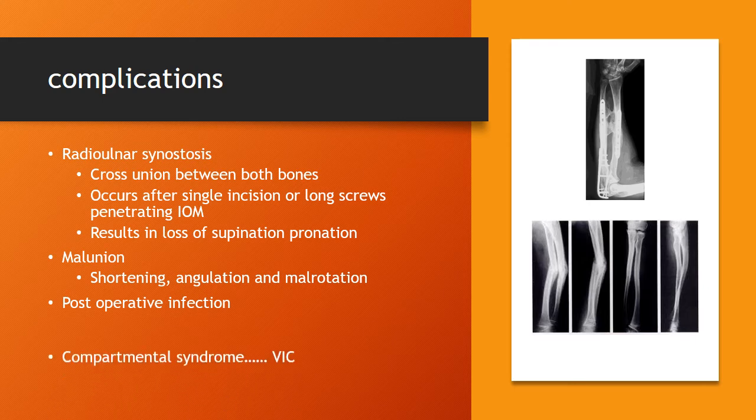Post-operative infection may occur, and lastly, compartment syndrome. In compartment syndrome, this means increased intracompartmental pressure, to be more than 30 millimeters of mercury, because of extensive hematoma inside the forearm compartments. In this condition, if untreated, the patient will go into Volkmann ischemic contracture.